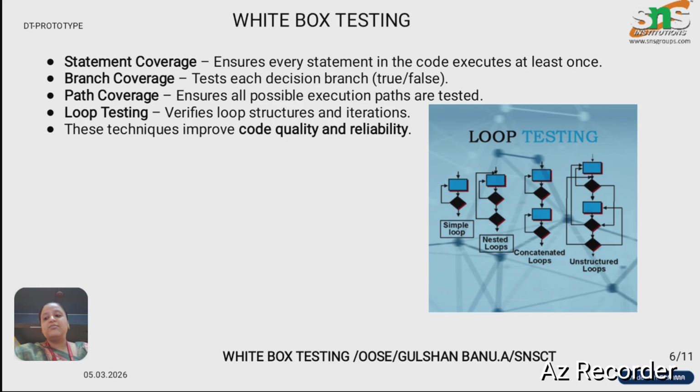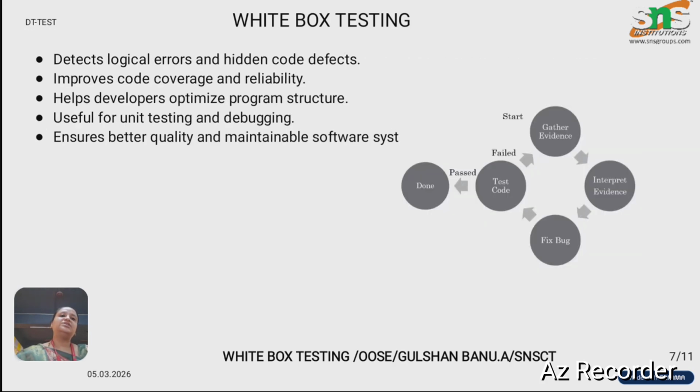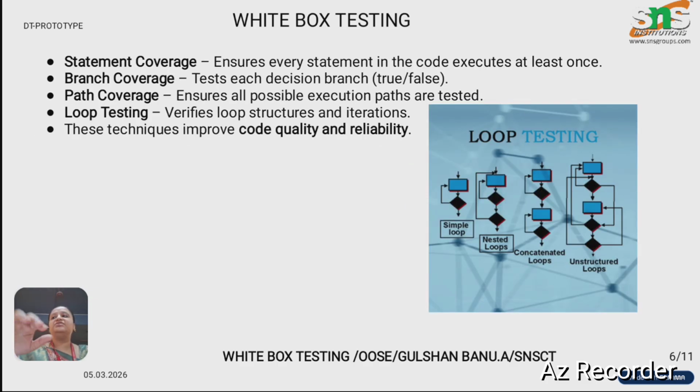A concatenated loop is when you have simple loops one after another. An unstructured loop does not have any basic structure, and you have to identify which kind of process has to be done in which phase.